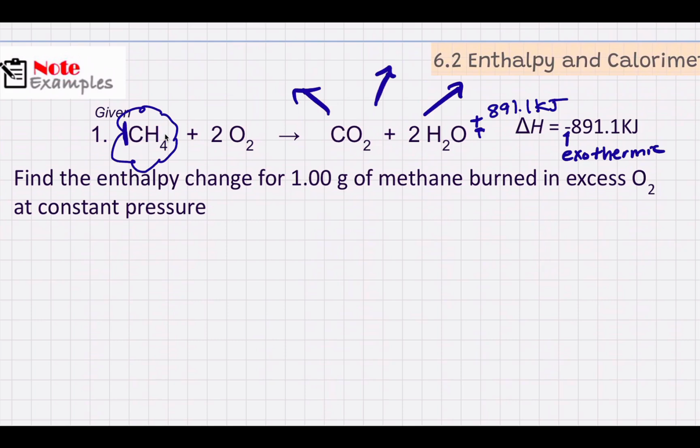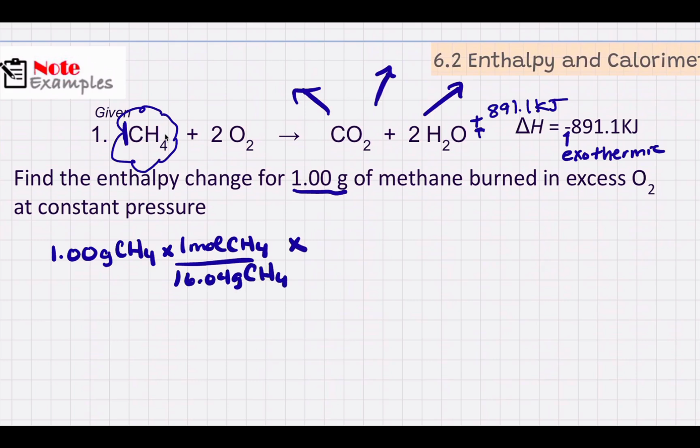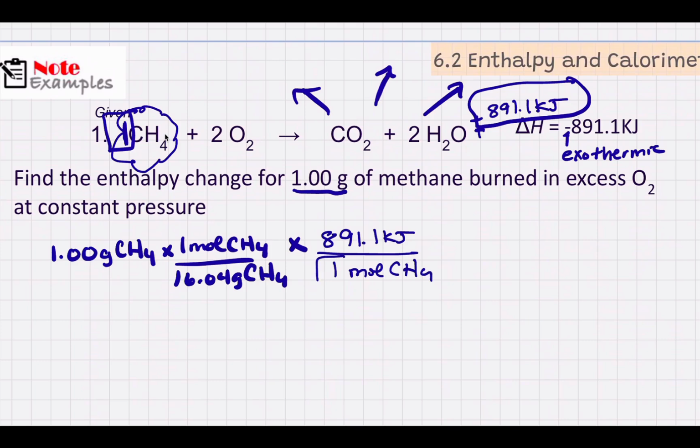And we want to see, what if I have a gram? So I would take your grams of methane and convert that to moles of methane. And then we know that for every 1 mole, we're going to have 891.1 kilojoules. So 1 mole of methane. So just realize this comes from that coefficient.